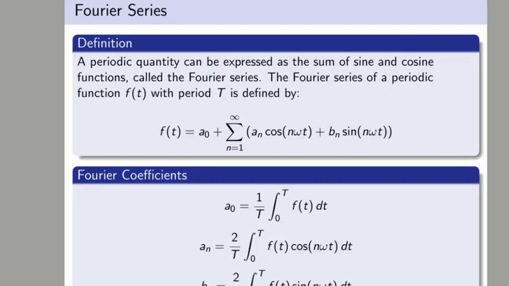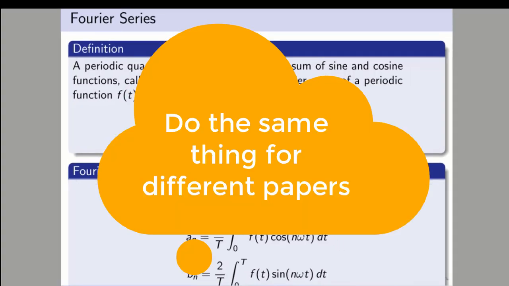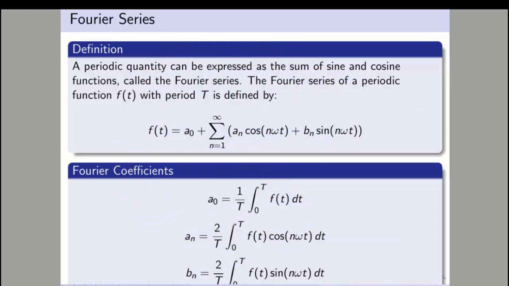Let's also talk about the Fourier series, which is one of the most important things in vibration, because it helps us break down complex periodic functions into simpler components for analysis. If we give it a definition, it is a periodic quantity which can be expressed as the sum of sine and cosine functions, known as the Fourier series. Here are the mathematical equations which represent the Fourier coefficients, and here is the main equation of the Fourier series, or the representation of the Fourier series.